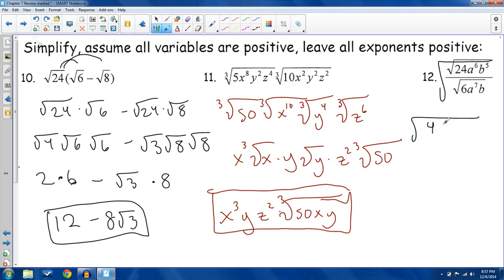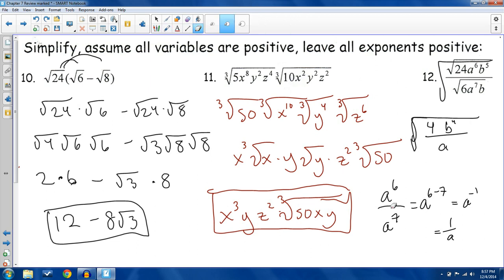A to the 6th divided by a to the 7th, that's going to give you an a on the bottom. If you think about me using another property here, a to the 6th divided by a to the 7th is a to the 6 minus 7 power, which is a to the negative first power, which is 1 over a. That's why the a stays in the denominator, because there's one more multiple of a down there than there is up here. b to the 5th over b is b to the 4th power. Now this is still all under one square root.